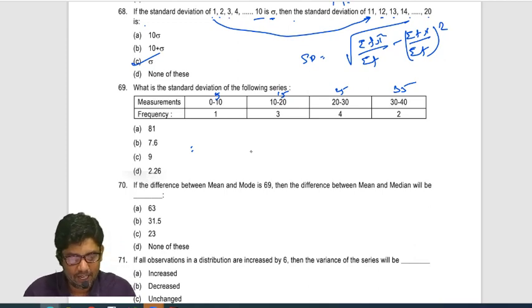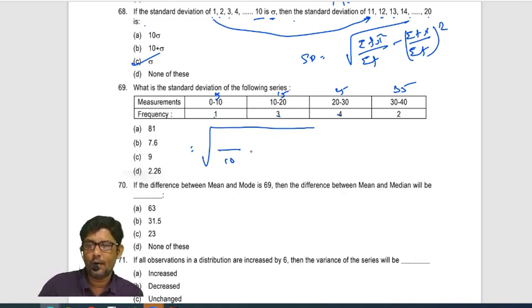What is summation f? 4, 8, 10. Summation fx square, what is it, my dear? Dinesh, you are wrong. Are we multiplying by 10 or adding 10? What, Dinesh? 1 becoming 11 means how? 1 into 10 is 10. 1 plus 10 is 11.